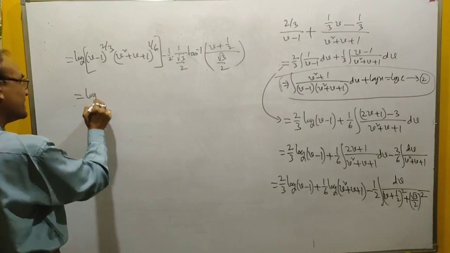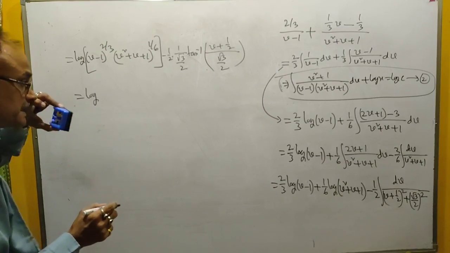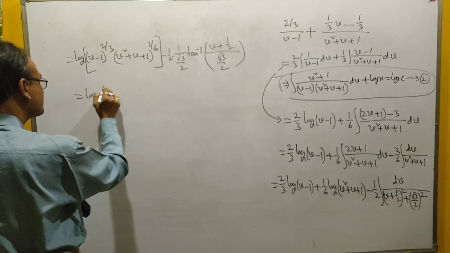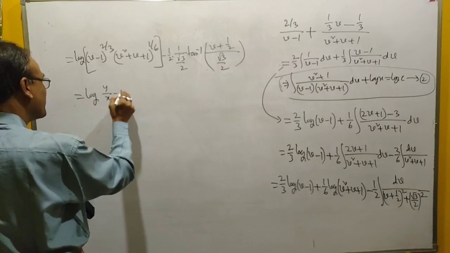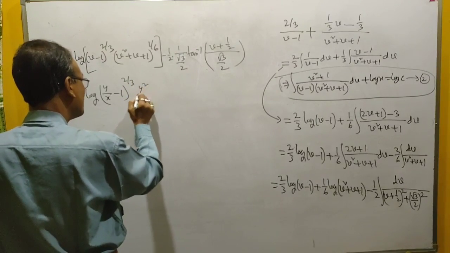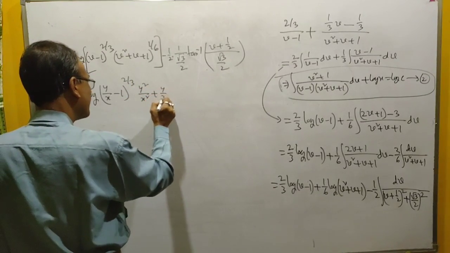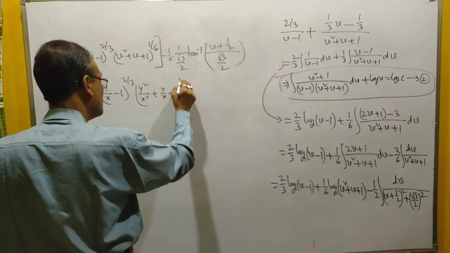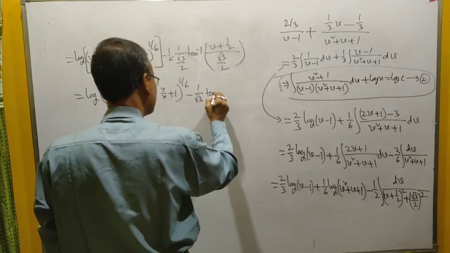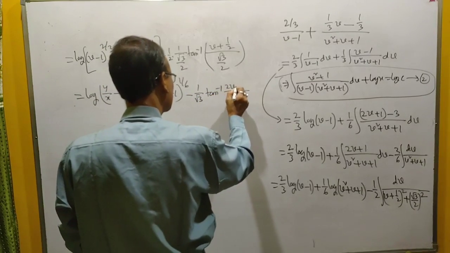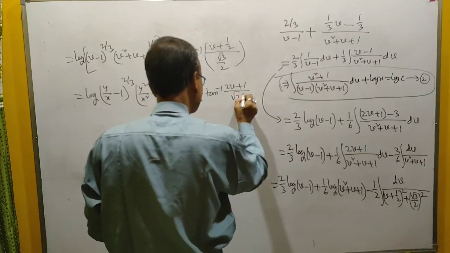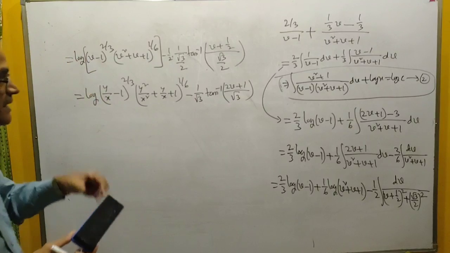Or you may write here log of b, means you may write y by x. b means y by x minus 1 whole to the power 2 by 3, y square by x square plus y by x plus 1 whole to the power 1 by 6, minus 1 by root 3 tan inverse twice b plus 1 divided by root 3.